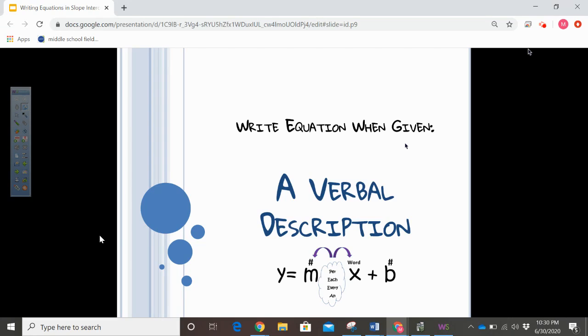These keywords within our verbal descriptions will help us to identify the number, which represents slope, as well as the word that represents our x variable. It could also help us identify which number should be our y-intercept as well. So let's take a look at an example.